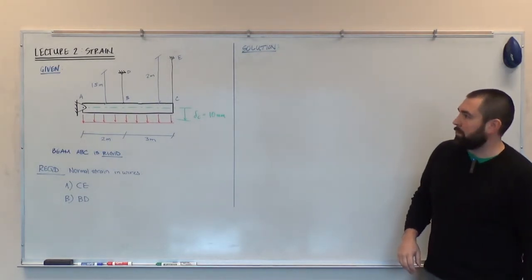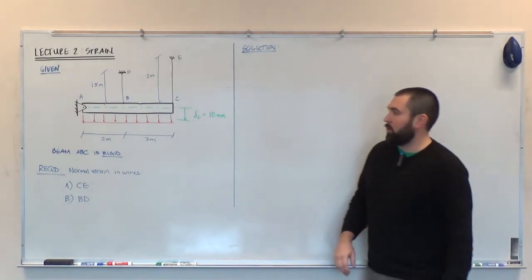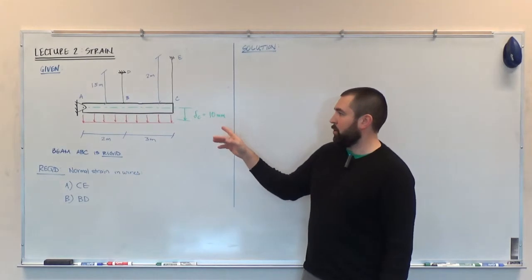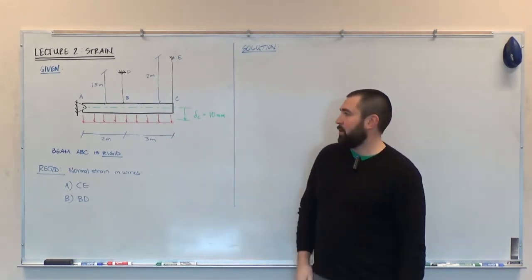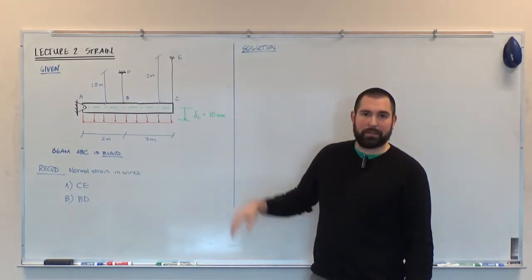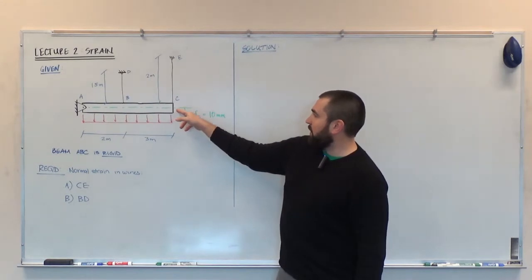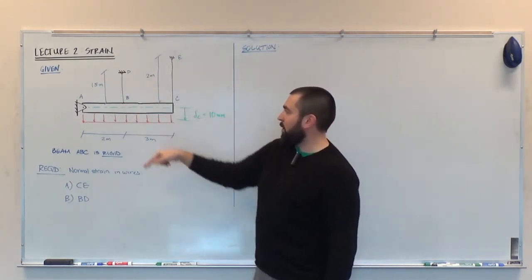So we've got the first example from the second lecture regarding strain. And here we're given that we have a rigid beam ABC. A rigid beam means that it's free to rotate, but it can't deflect relative to itself. It can't bend, essentially. So we have a pin at A. C is supported by a wire CE. B is supported by a wire BD.